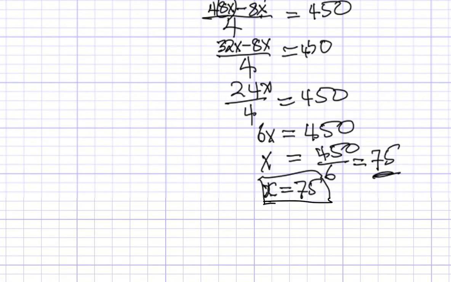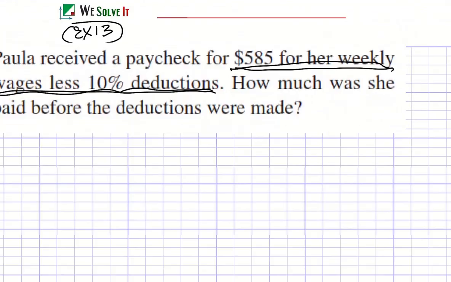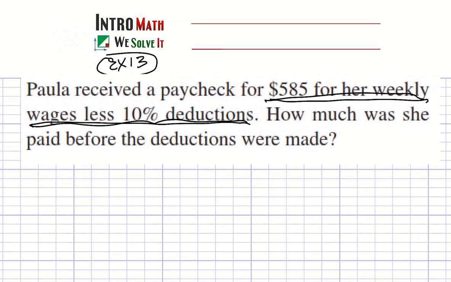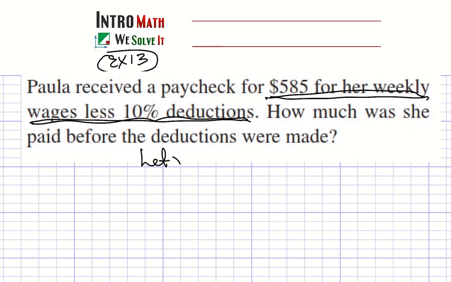Remember what we did before? We said the take home is what you make minus deduction. You remember that? Let me write it a little bit here. Okay, you can say let X be what I call her gross pay. That's before deduction. Gross pay is before deduction. Okay, keep that in mind. Gross pay is what she makes before deduction.